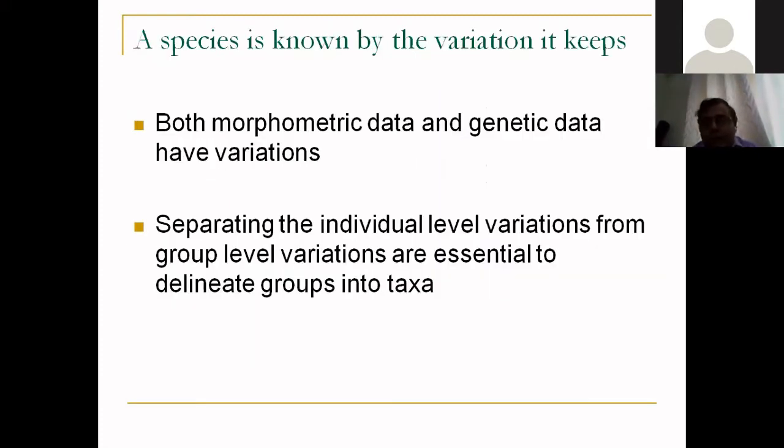Now, as I said earlier, a species is known by its variation. So we have to study variation in populations with respect to their morphological or genetic data, and understanding or separating the individual level variation from the group level variation is essential for delineating groups into taxa. So if you want to find out whether these different groups belong to different taxa or not, then the first step is to study the variation, use some statistical framework, and try to understand whether these two groups are significantly different from each other or not.